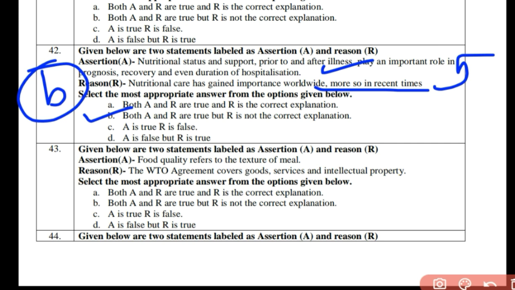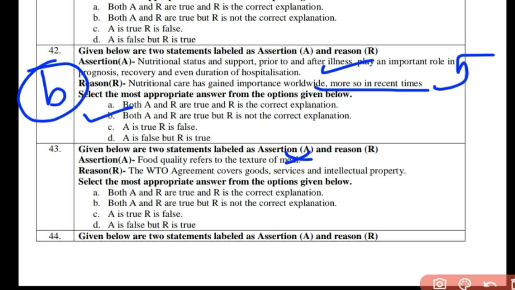Let's move ahead. Next is question number 43. Assertion: food quality refers to the texture of meal? No. So in question number 43, the assertion is wrong. Food quality is not just the texture of food, but many more things are included.